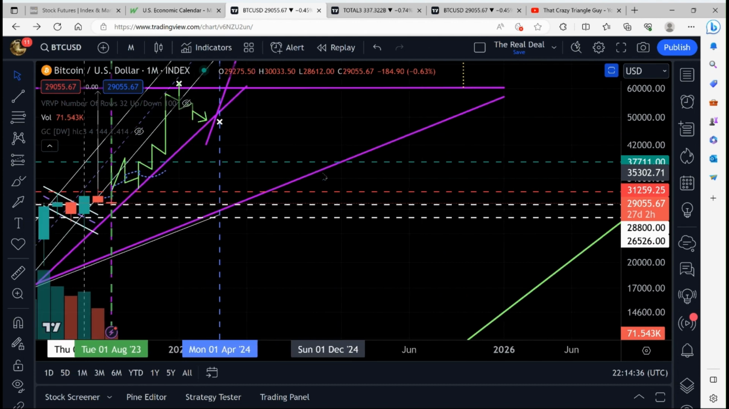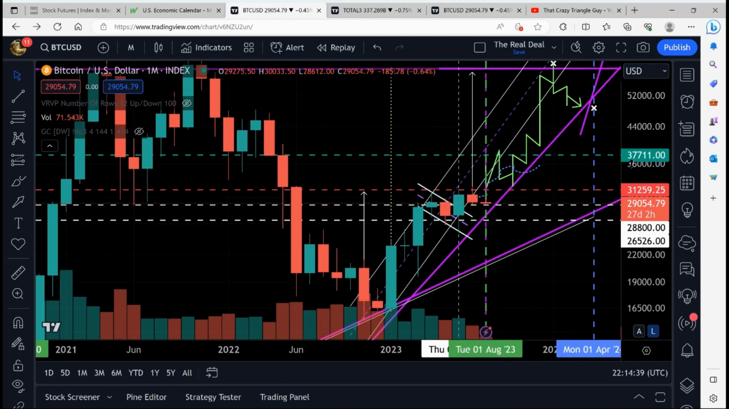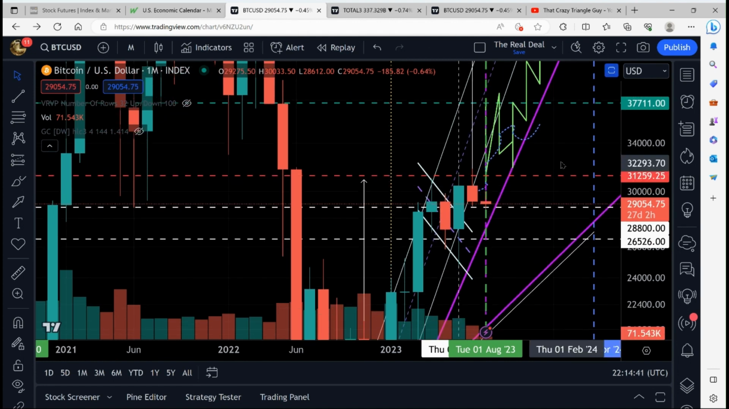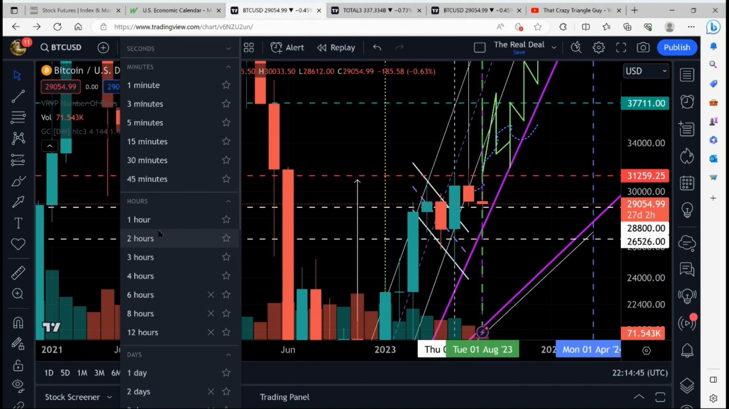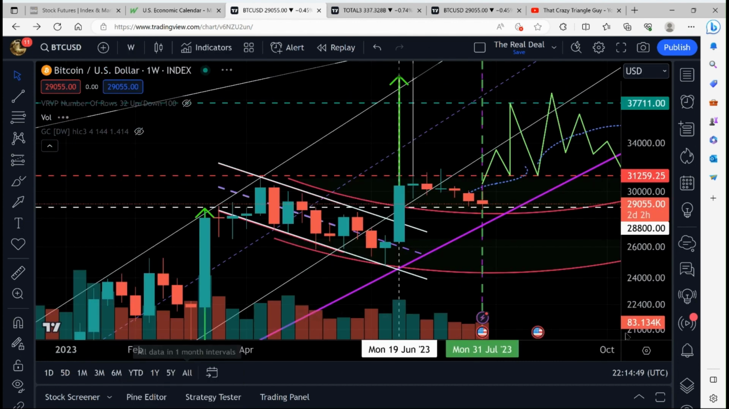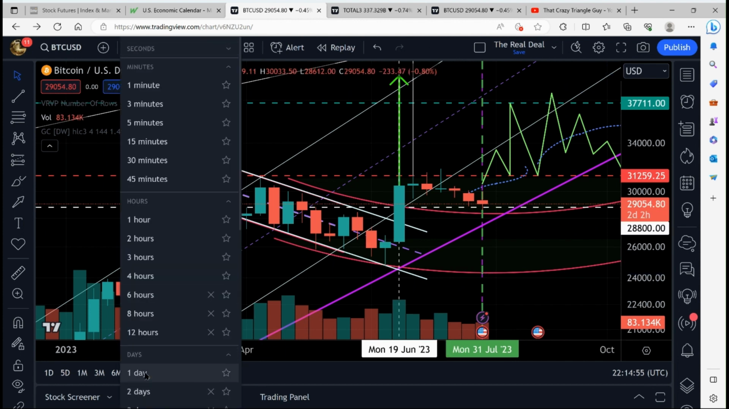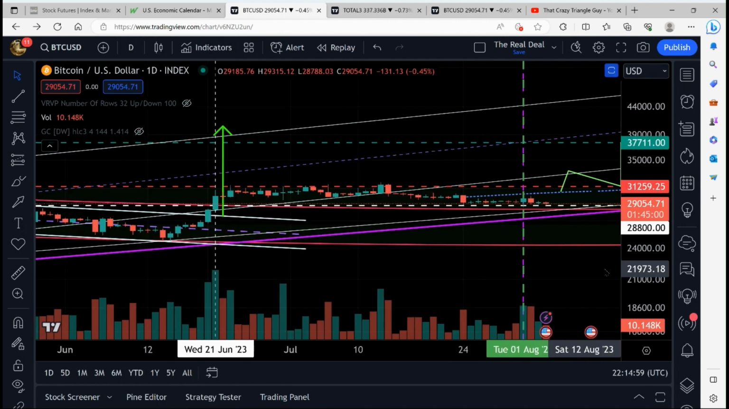By the way, this little blue line is my prediction of where the... Oh, you know what? This is on the monthly. Let's go to the weekly. This will clear up a little bit better. Hmm. Maybe I should go to the daily. Did I draw these things on the daily? Yeah, I think I did.